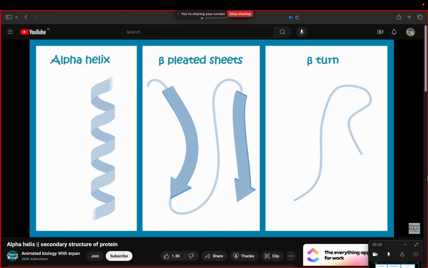But today's focus would be totally on alpha helix, its structure, its function, where we find them, and how we can study the structure of alpha helix and the factors that stabilize it. So this video is all about that.